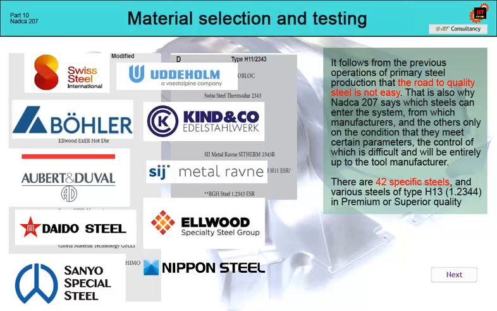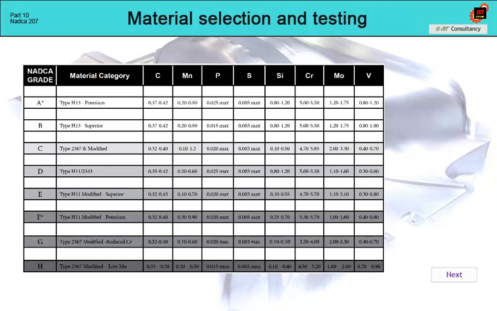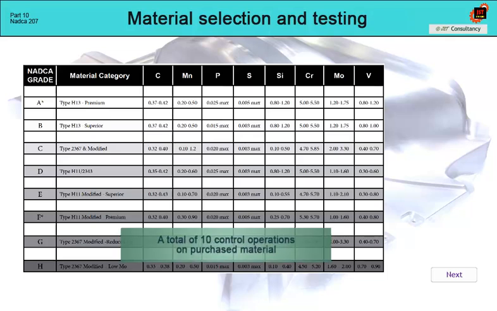As you can see from this list, new steels are constantly being added as steelmakers improve. It is therefore necessary to keep track of what NADCA 207 enables. So finally, we come to the material specification for die casting dies. There are a total of 10 control operations that must be fulfilled.